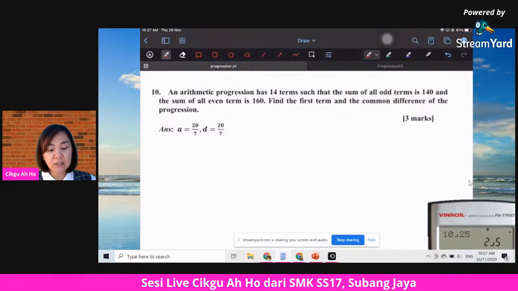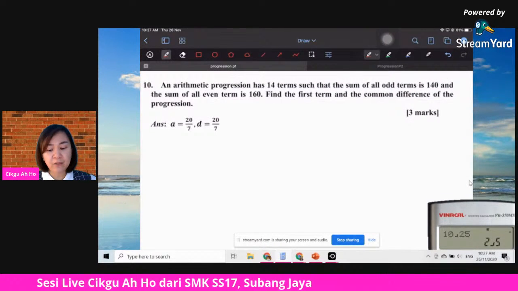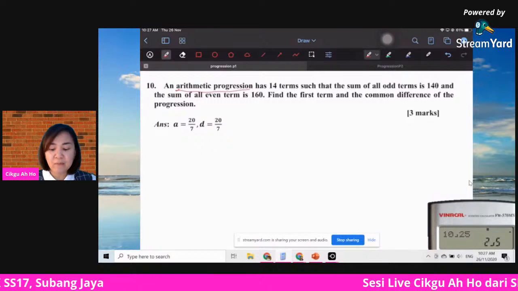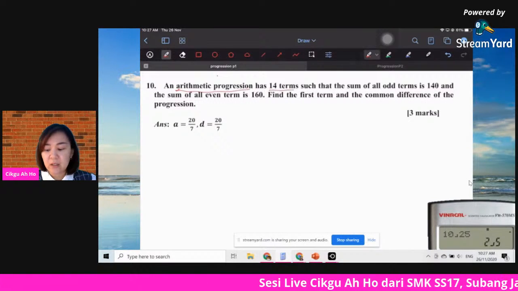Okay. So ini soalan ni dah. Arithmetic progressions. So soalan adalah AP. This is AP. Has 14 terms.